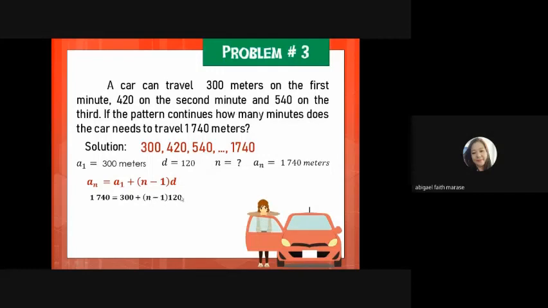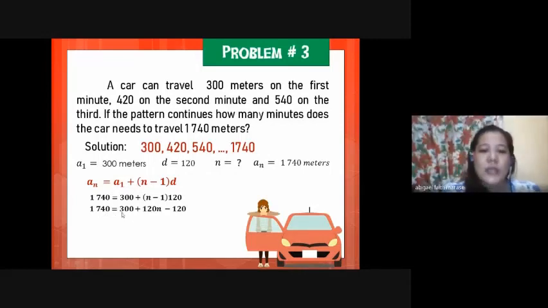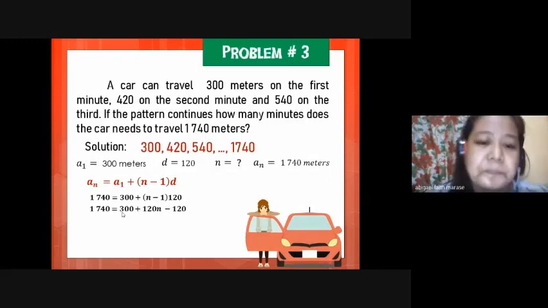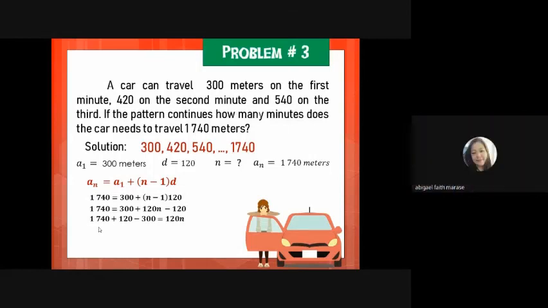So next step is to distribute 120 to the terms inside. So when we say distribute, we will be multiplying 120 to n and negative 1. So that will be 120 times n is 120n, negative 1 times 120 is negative 120. Okay? So, the next step is to combine all like terms. So, lahat ng constant, ilagay natin sa left side. Constant term. Pag sinabing constant term, yung walang mga variable. Tapos lahat naman ng may variable sa right side. Okay. So, that is 1,740 plus 120 minus 300 is equal to 120n.